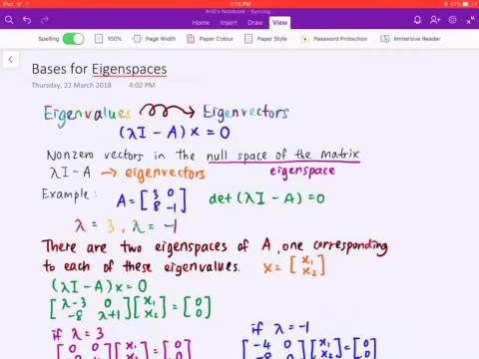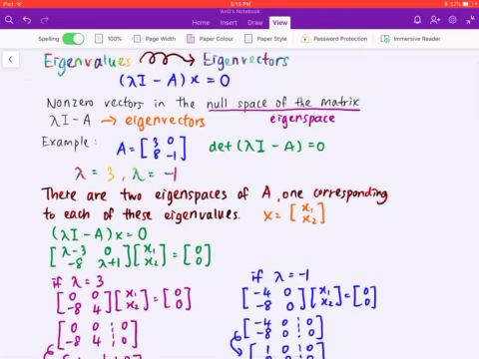Now after you knew how to find the eigenvalues, the next thing that you need to know is how to find the basis for the eigenspace. The eigenvalues and the eigenvectors are associated together. So you have the equation lambda I minus A multiplied with the vector x equals 0. This is the equation that you are going to use for finding the eigenvectors.